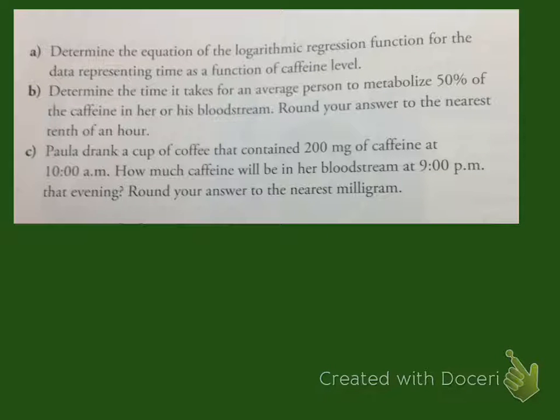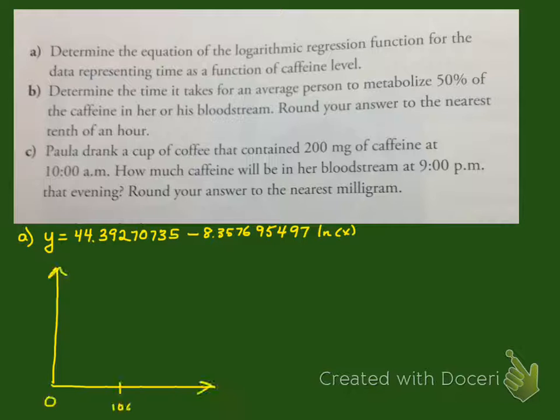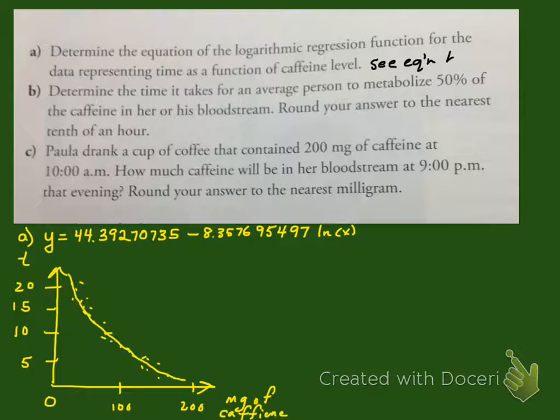Okay, so now we're going to ask you to determine the equation of the log regression function for the data that represents the time as a function of the caffeine level. And if you plug your information in and you press that regression, it comes up with this equation. Y is equal to 44.392 minus 8.357 times the ln of x.